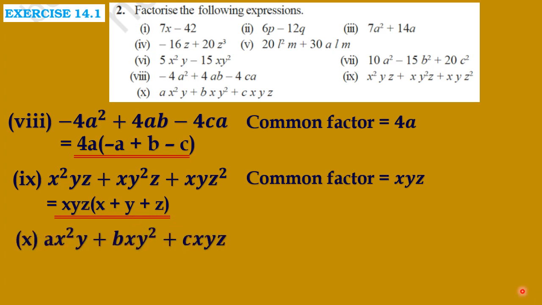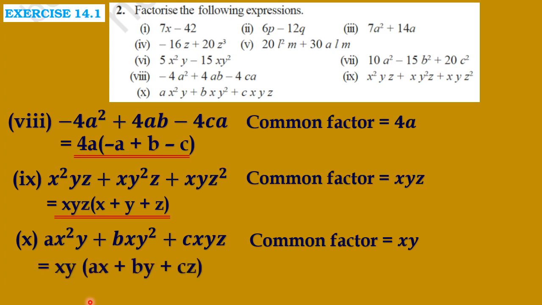10th one, ax square y plus bxy square plus cxyz. So x is there in all the terms. Yes, y is also there in all the terms. That's all. So xy is the common factor. Take it out. In the first term what will remain? One x, and y has come, so a is there, 1x is there. Second term b and 1y is there. And in the third term xy is common, so c and z. So xy into ax plus by plus cz.